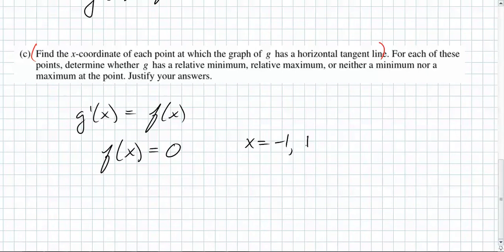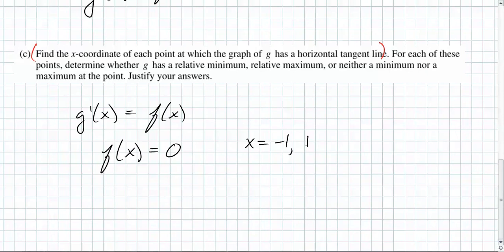Now it says for each of these points, determine whether g has a relative minimum, relative maximum, or neither. What are our tests? There are 2 different tests we could run to find out if it's a relative min or max or neither. What's the first test you learned? The first derivative test. There's also the second derivative test. Let's try the first derivative test. We know that's a horizontal tangent. That could mean 3 different things. It could mean going up and then going down. It could mean going down and then going up. Or it could mean rising stops for a second and keeps rising, or falling stops for a second and keeps falling.